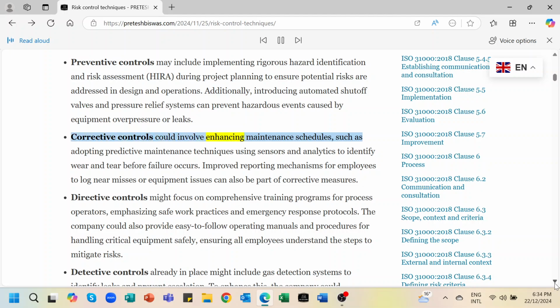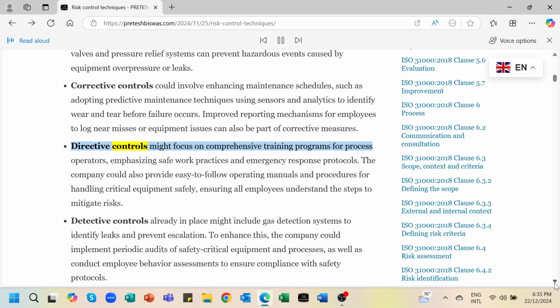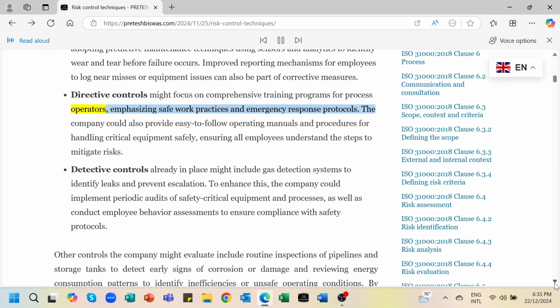Corrective controls could involve enhancing maintenance schedules, such as adopting predictive maintenance techniques using sensors and analytics to identify wear and tear before failure occurs. Improved reporting mechanisms for employees to log near misses or equipment issues can also be part of corrective measures. Directive controls might focus on comprehensive training programs for process operators, emphasizing safe work practices and emergency response protocols. The company could also provide easy-to-follow operating manuals and procedures for handling critical equipment safely, ensuring all employees understand the steps to mitigate risks.